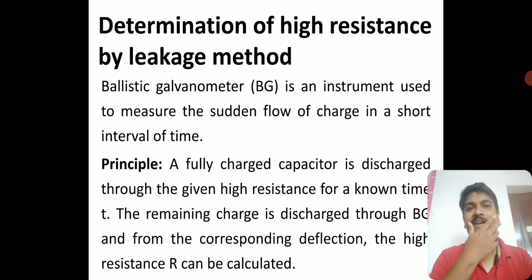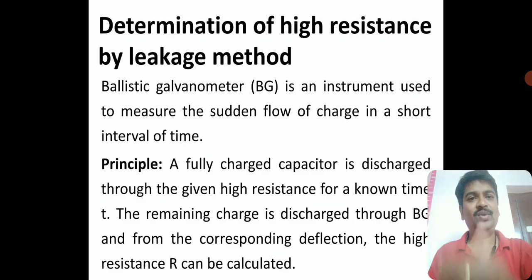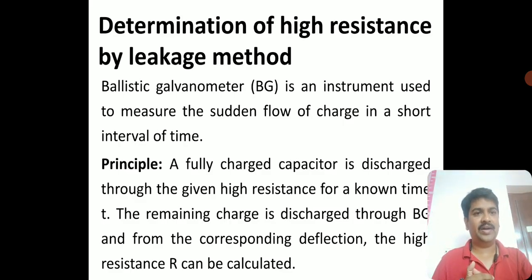Okay, right. So the principle behind this method of finding the high resistance by leakage is, first the capacitor is fully charged, then it is discharged through the high resistance for a known time t, and then the remaining charge is discharged through a BG, and you see the corresponding deflection in the BG, and you can calculate the high resistance R.